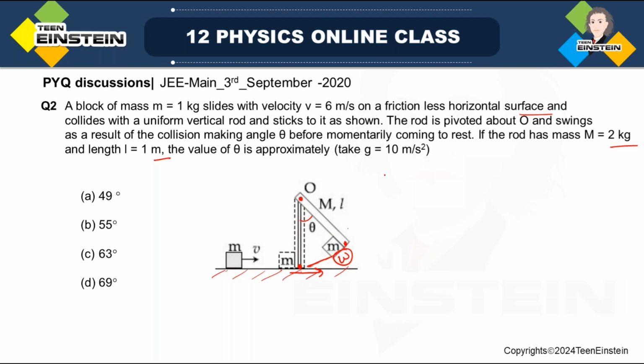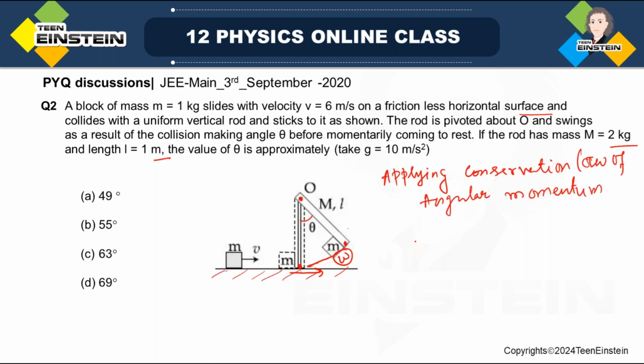Let me just do it here, applying the law of conservation of angular momentum. So what is the initial angular momentum? At this position, I'll write mvl, isn't it? This is for the small mass m. I'm calculating angular momentum with respect to O. But what was the angular momentum of the rod? There was no velocity at all with the rod, so there was zero angular momentum initially.